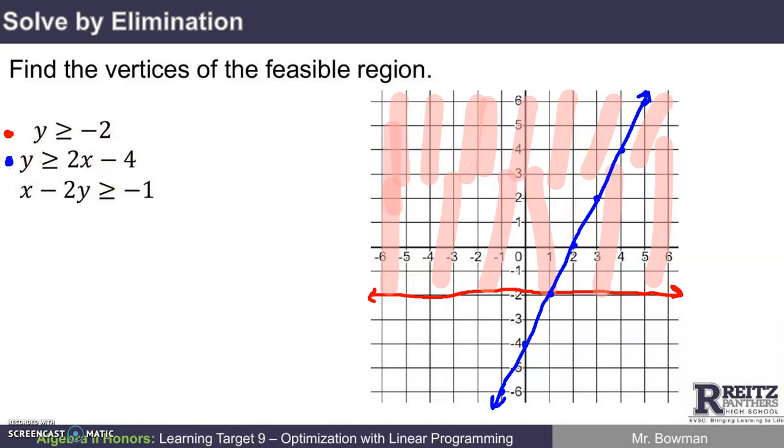And I need to shade the side of the line that is above that. That's what y is greater than this would be. So that would be all of this stuff. And I can already tell you, I see part of that feasible region coming together. Do you? The part here that's shaded by both the blue and the pink.